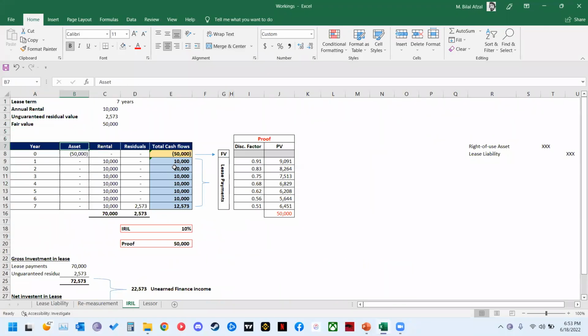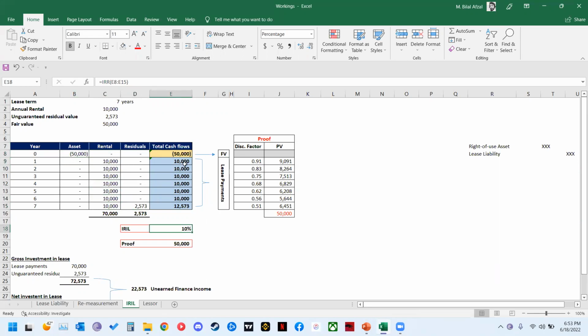So, what we discussed is, what is the implicit rate? The technique used for calculating the implicit rate is the IRR formula. On one side, we will take the present value, the fair value, which is 50,000, and the annual cash flows, which is 10,000 per year, and the unguaranteed residual value. The total is this. If we take the IRR of this, it would be 10%.